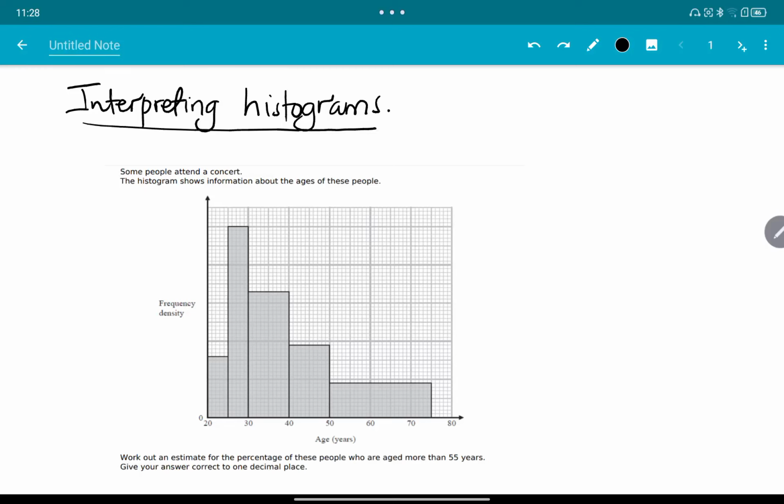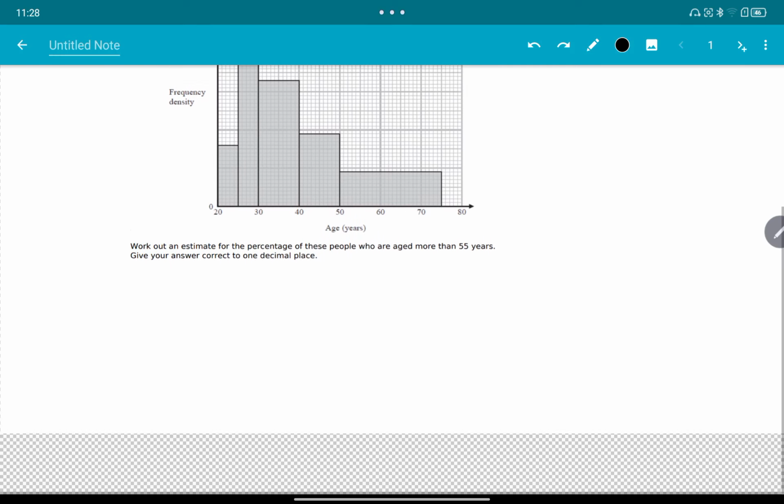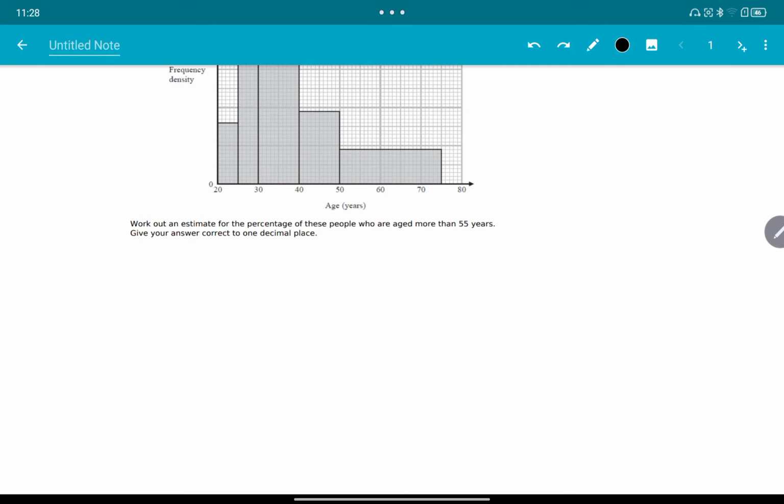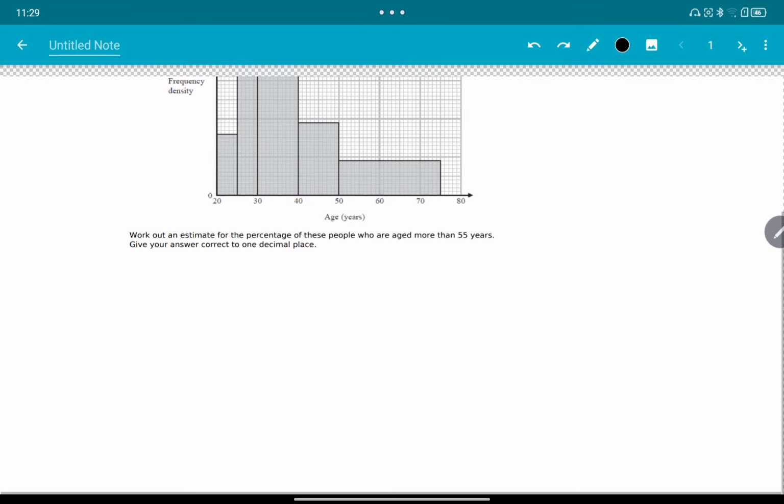Okay, so in this video, we are going to look at how to interpret histograms. That is, you're given a drawn histogram, then you're supposed to get some information from that histogram to answer a specific question or certain questions, like the one we are going to use in this video.